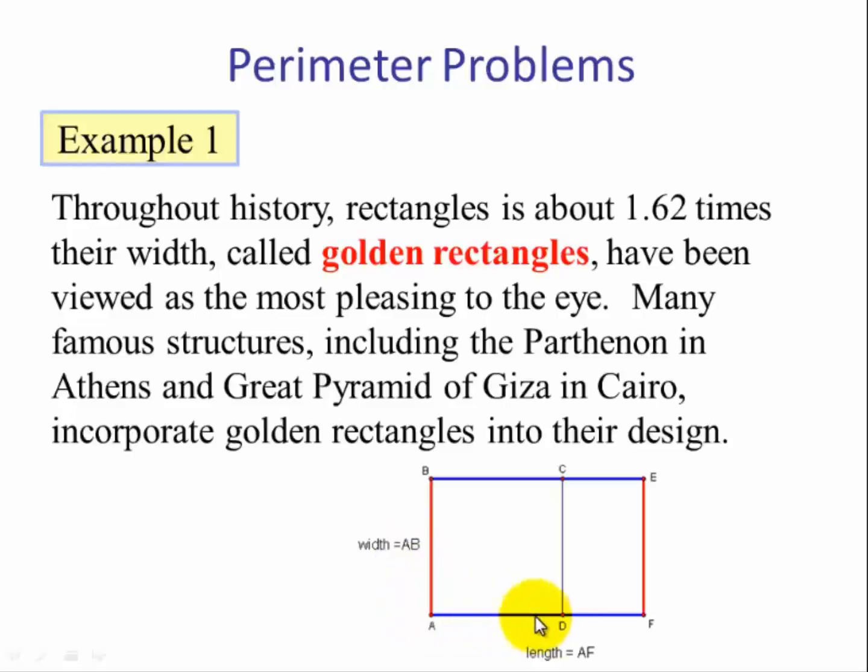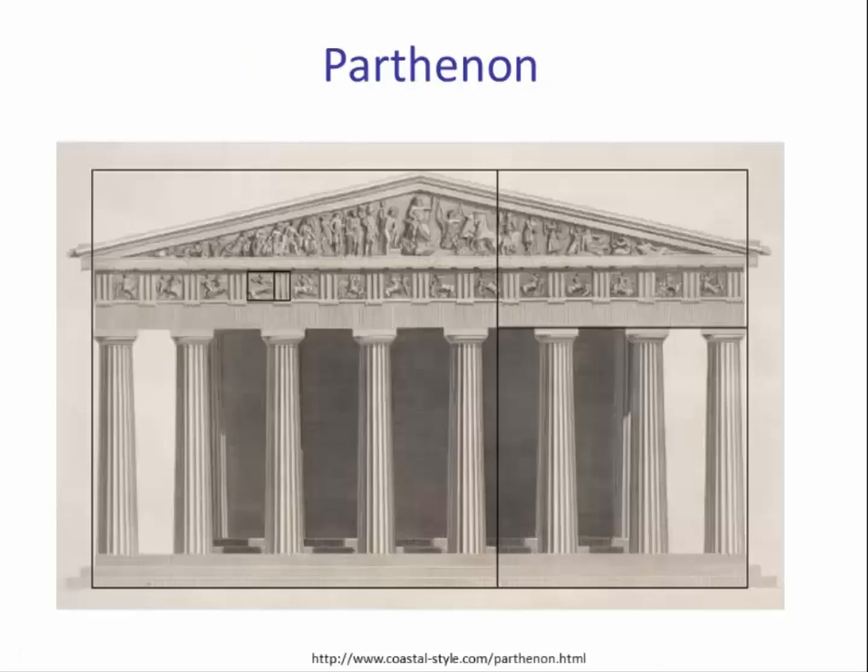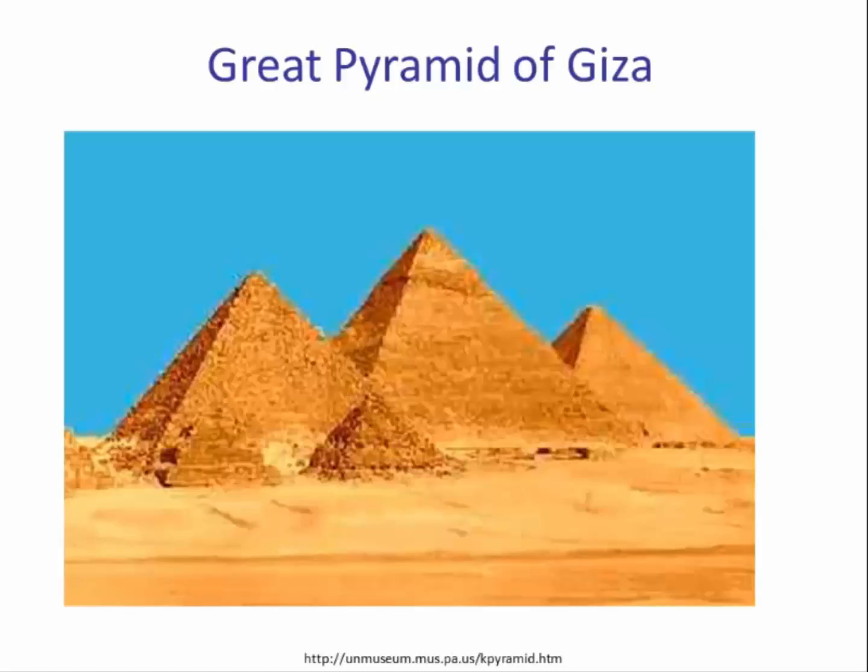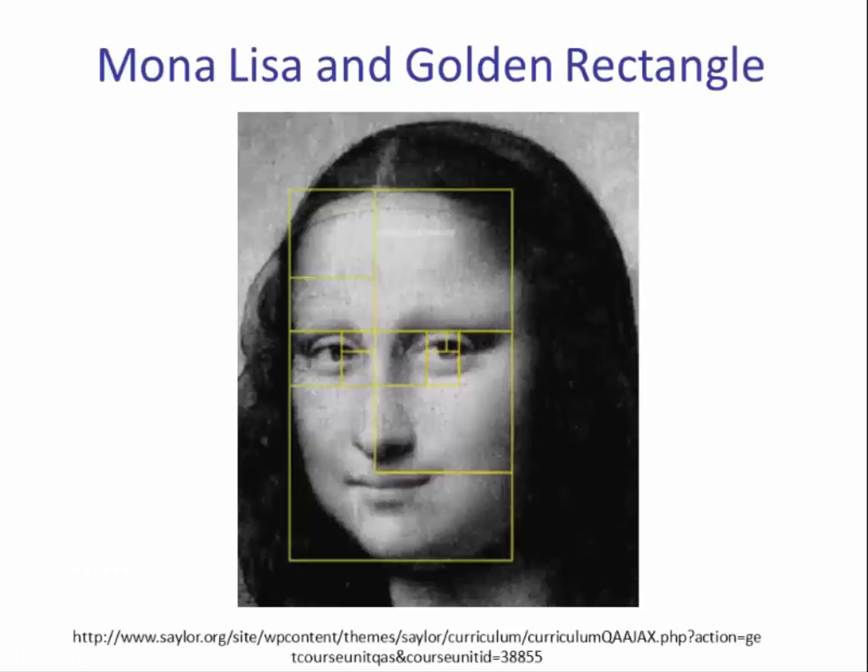So here's an example of a golden rectangle. In this case, the length is about 1.62 times the width. And this 1.62 is known as the golden ratio. Here's a visual of a golden rectangle involving the Greek architecture, Parthenon. If you look at the Great Pyramid of Giza, the length of the pyramid is about 1.62 times the height of the pyramid. In art, the Mona Lisa, as you see here, has been laid out using a golden rectangle.